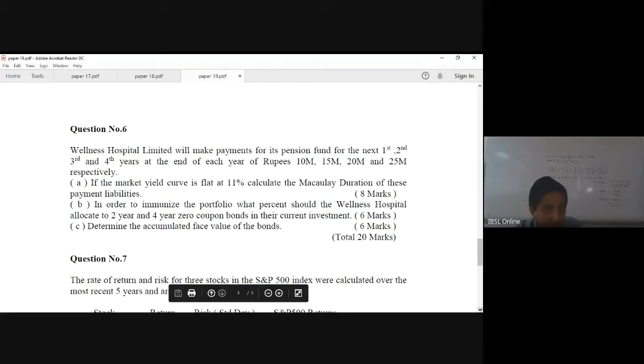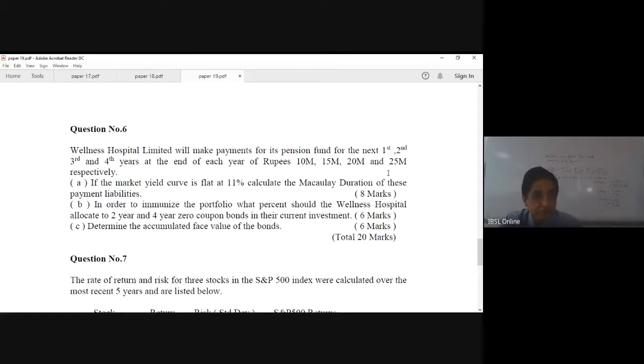Wellness Hospital Limited will make payments for its pension fund for the next first, second, third, and fourth years at the end of each year of rupees 10 million, 15 million, 20 million, and 25 million, respectively. So we can say in the first year, a payment of 10 million, in the second year 15 million, in the third year 20 million, and in the fourth year 25 million. These are the payments to be made in the next first to fourth years.